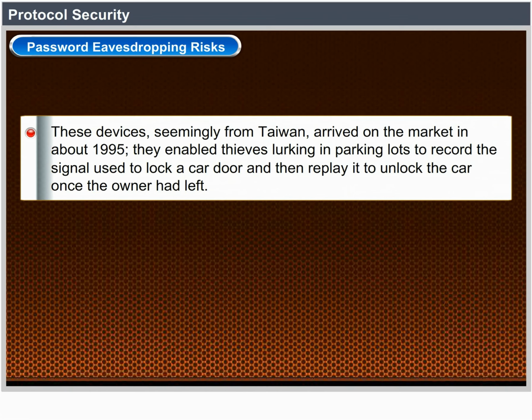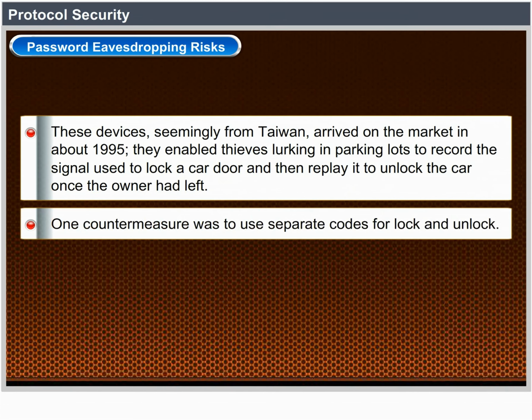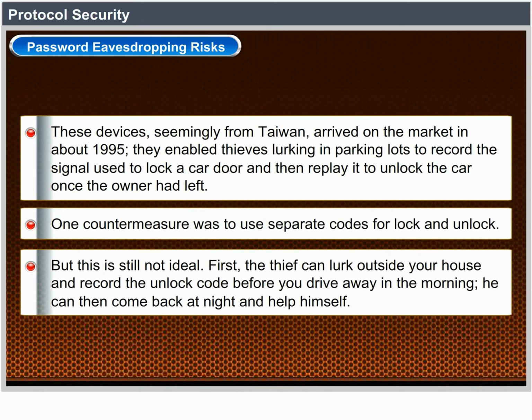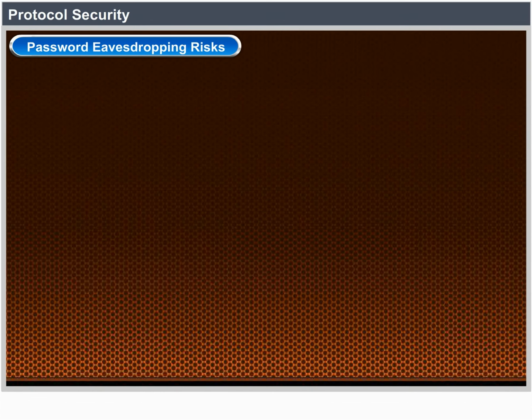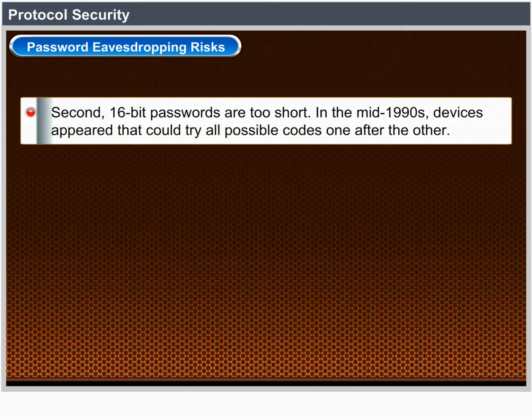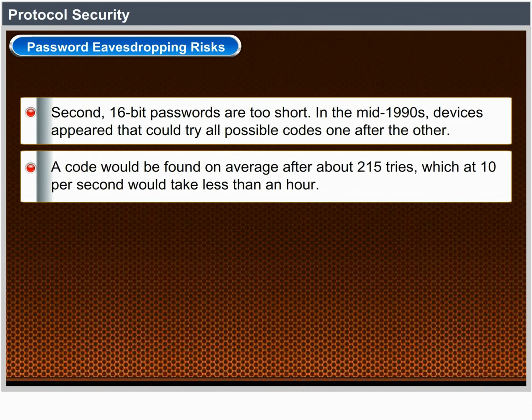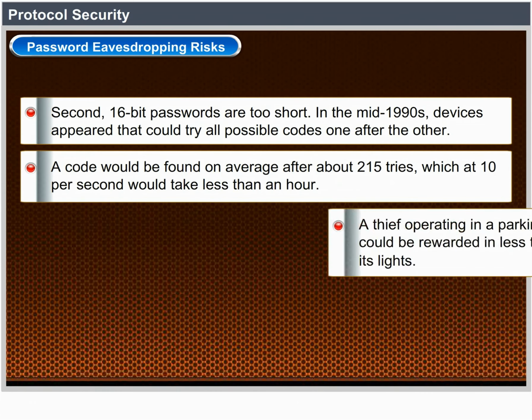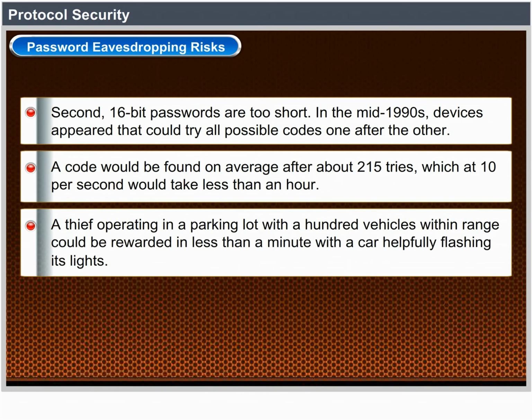One countermeasure was to use separate codes for lock and unlock. But this is still not ideal. First, the thief could lurk outside your house and record the unlock code before you drive away in the morning. He can then come back at night and help himself. Second, 16-bit passwords are too short. In the mid-1990s, devices appeared that could try all possible codes one after the other. A code would be found on average after about 2^15 tries, which at 10 per second would take less than an hour. A thief operating in a parking lot with 100 vehicles within range could be rewarded in less than a minute with a car helpfully flashing its lights.